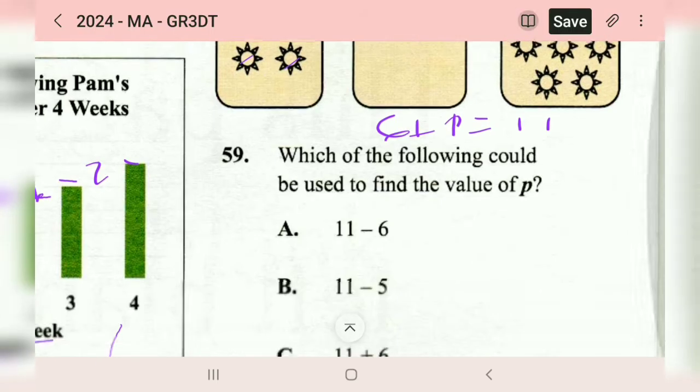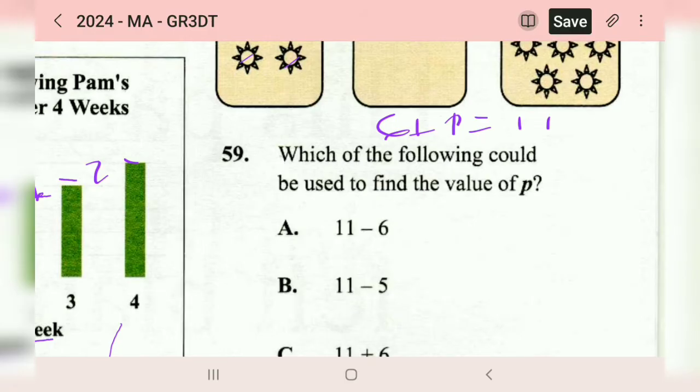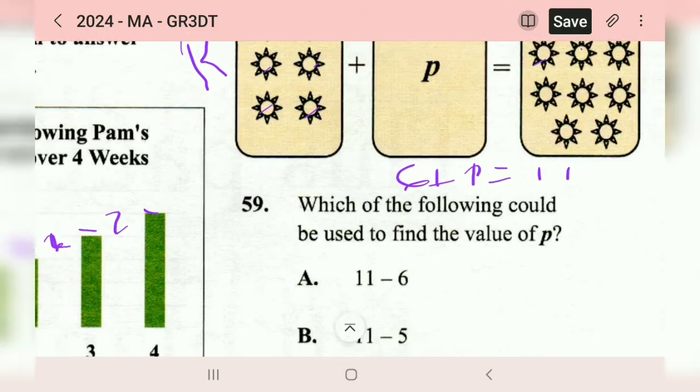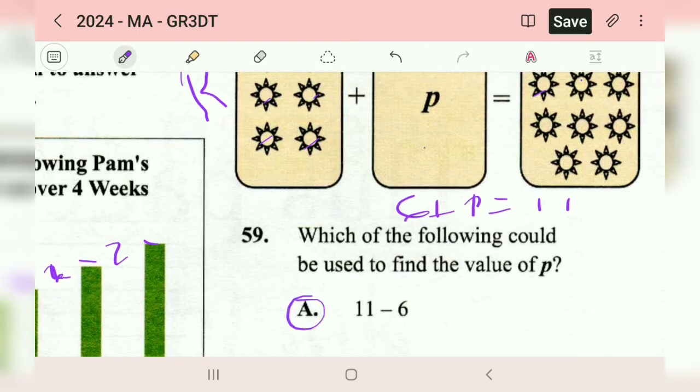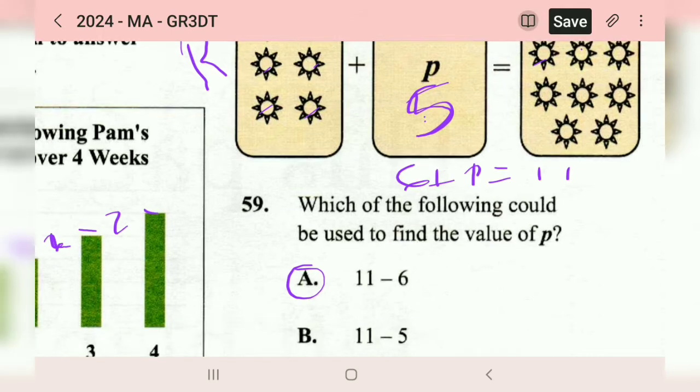Let's look at what they're asking. Which of the following could be used to find the value of P? 11 minus 6, because if you take away the 6 from 11, you're going to find out what is to go here. So when you cross out 6, you should get 5. And if you are to add 5 and 6, you're going to get 11. All right, so it's at A.